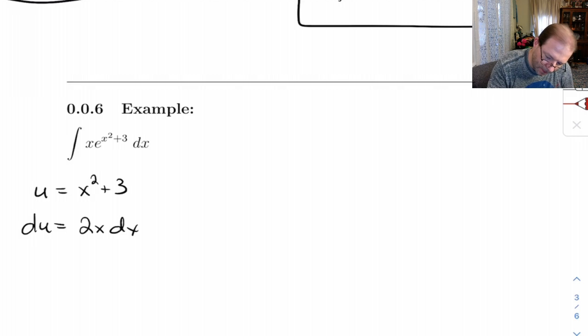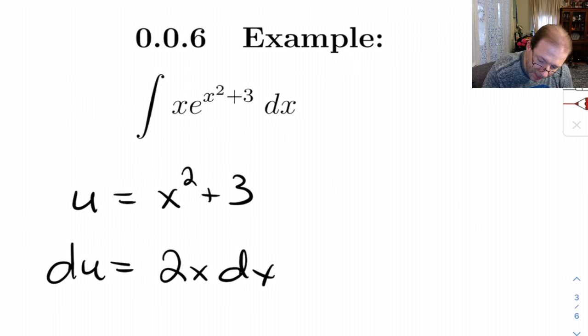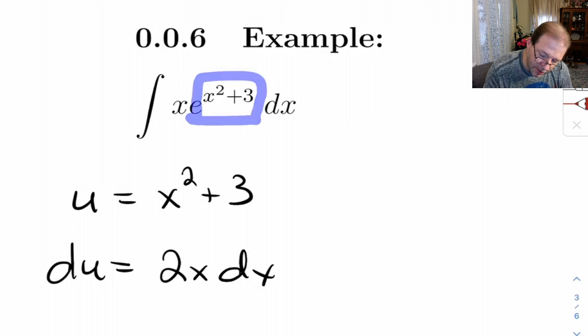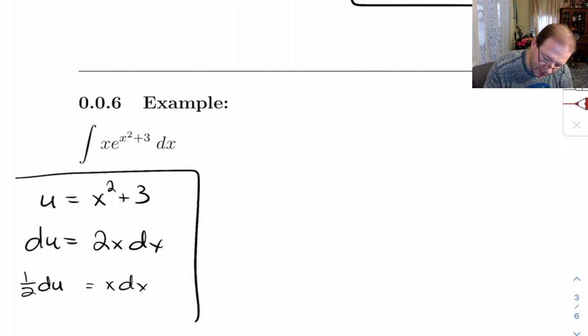And I'm going to do something slightly different on this one, just to show you a variation. If you look at what we've got up here, e to the x squared plus 3, that's going to be e to the u. x dx, I want to solve for that. So I'm going to get x dx is 1/2 du. So this is my substitution stuff.